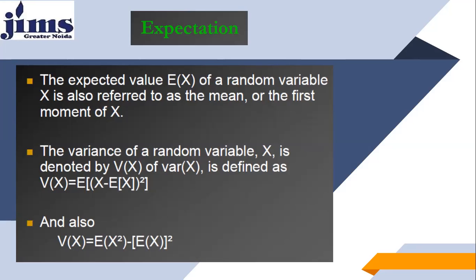So the mean is given by the summation of x into p(x) if your x is discrete in nature, and if your random variable x is continuous in nature, then it is the integration of x f(x) from minus infinity to infinity. So this is the only change, summation to integration. Summation comes into the picture when your random variable is discrete, and integration comes into the picture when your random variable is continuous, as far as their mean or expectation is concerned.